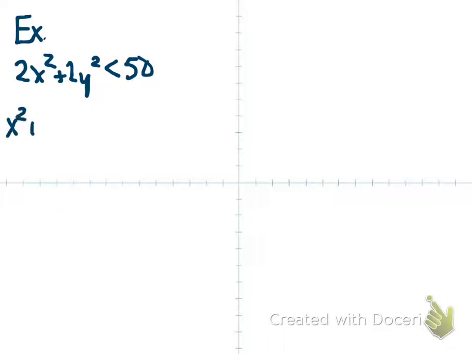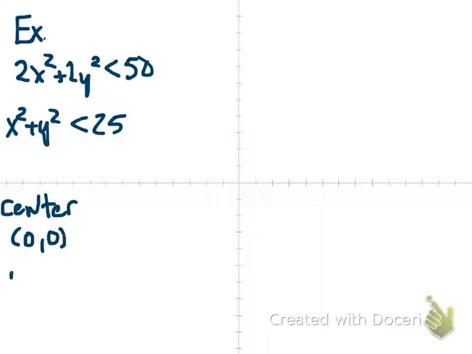So again, divide out the 2 and have x squared plus y squared is less than 25. So your center's at 0, 0, and you have a radius of 5. So that would mean you'd start at 0, 0 and go 5 up, 5 right, 5 down, 5 left, and so on and so forth.